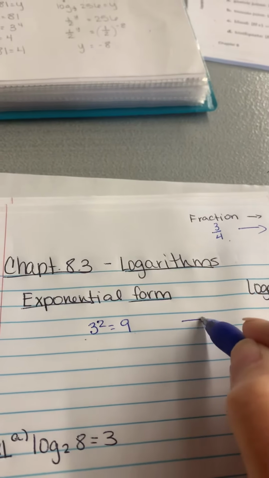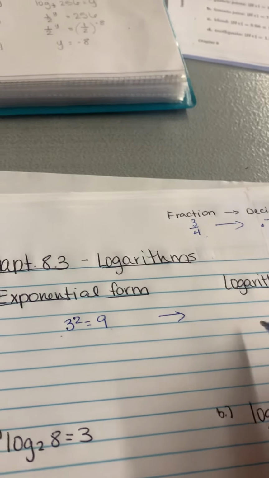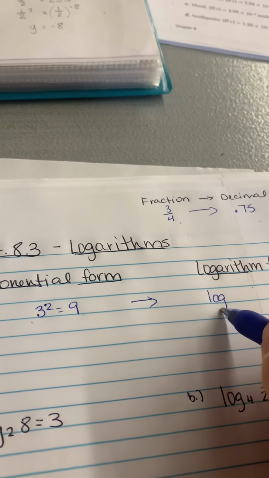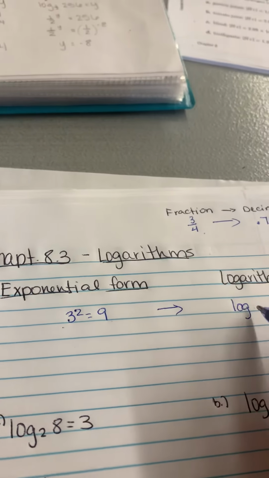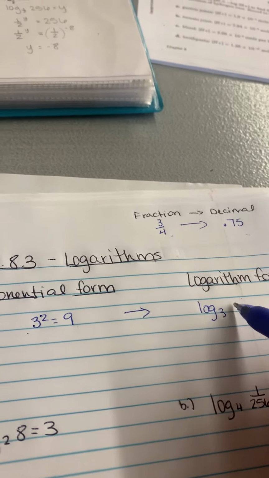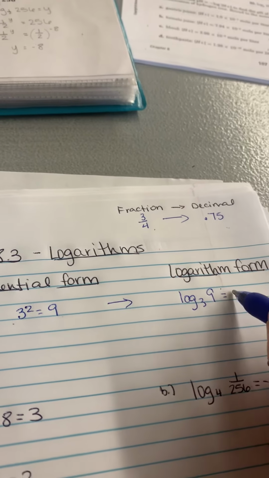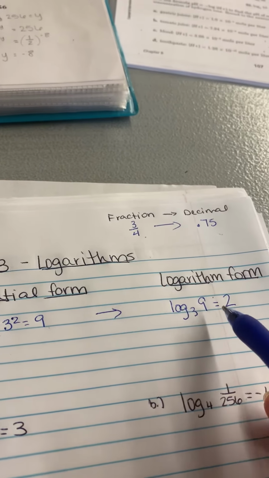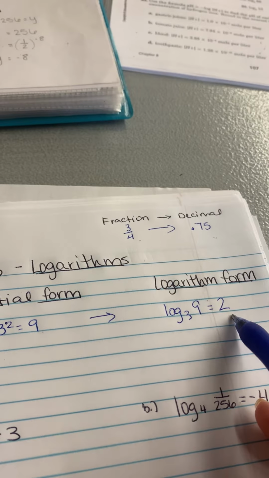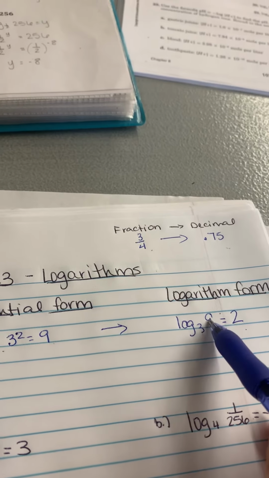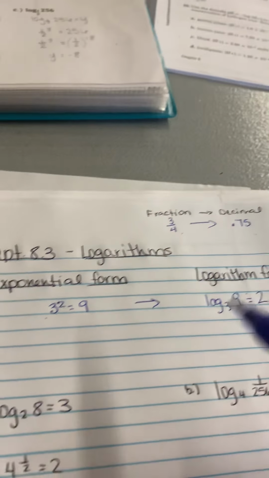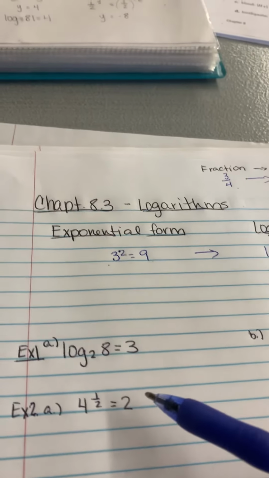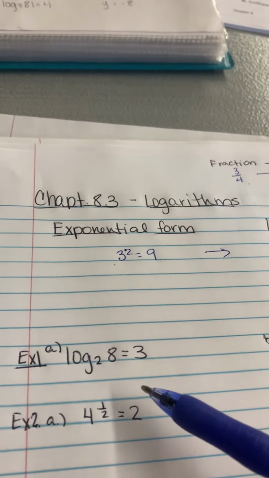If I asked you to put it in logarithmic form, you would put log. My base is 3, my answer is 9, and my exponent is 2. So when we put it in logarithmic form, the exponent goes on the outside, the base is on the bottom, and 9 is my answer.